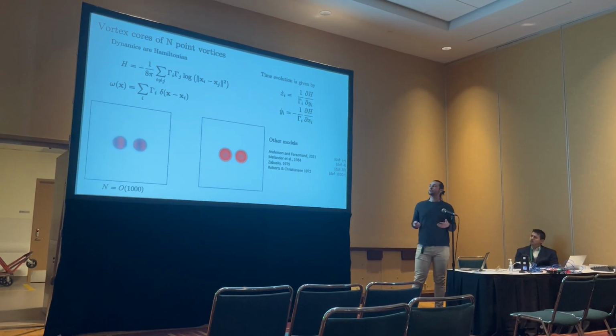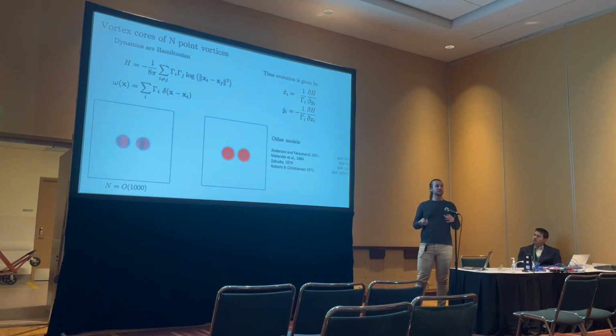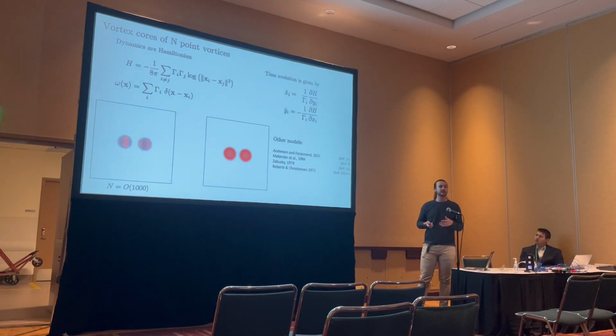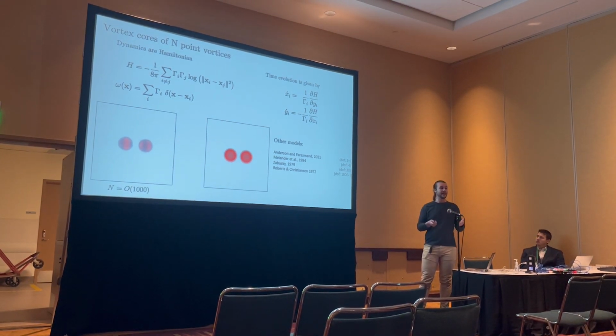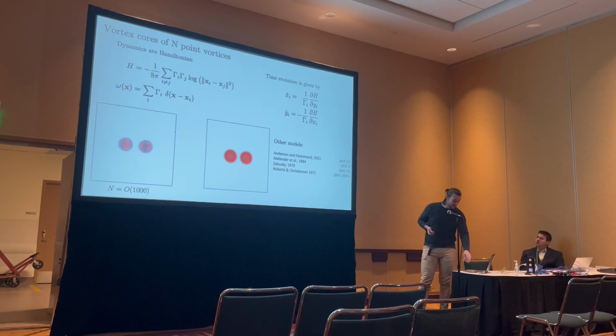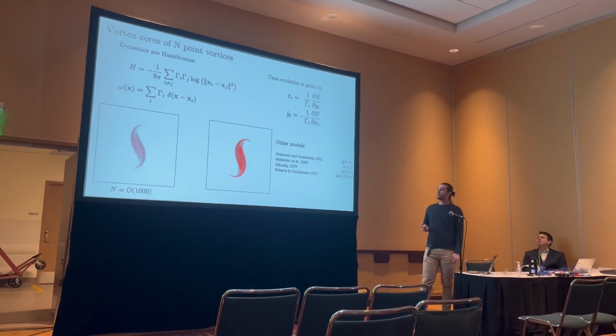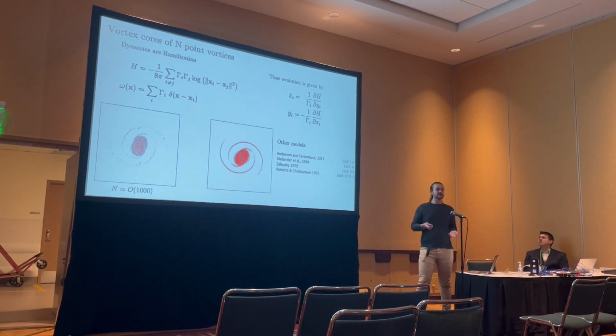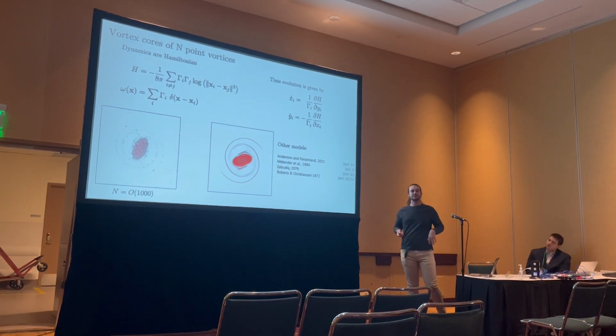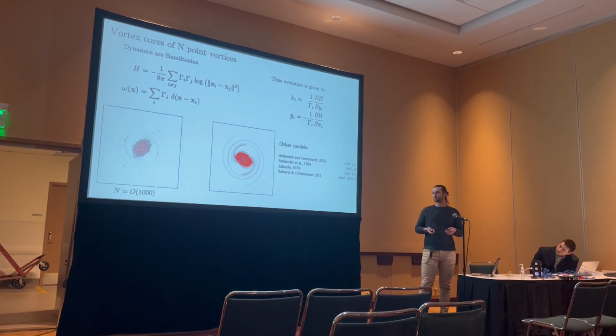And so to really keep control of how many degrees of freedom our vortex cores have, we're going to be taking a point vortex approximation and assume that each core is made up of n point vortices. This is a Hamiltonian system, and in the limit that n gets very large, the dynamics of this system will approximate that of full extended Euler flow.